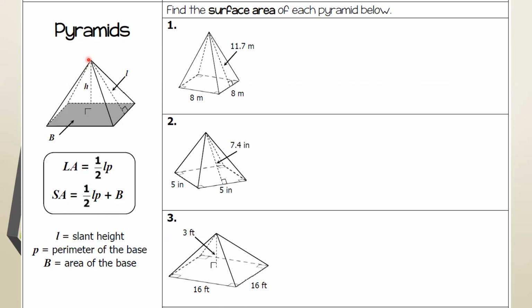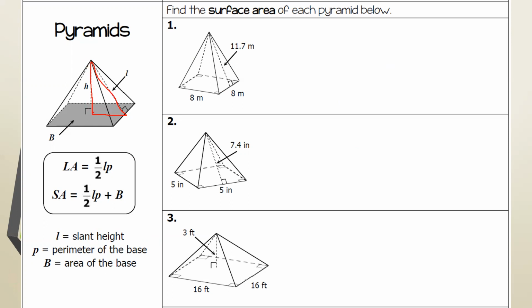Slant height is the distance from the point at the top of your pyramid down the side and perpendicular to the side. So here would be your slant height. Your slant height would really be like the hypotenuse of this right triangle if I were to extend this out. And so you should be able to kind of visualize a right triangle there. The slant height would be the hypotenuse of that right triangle.